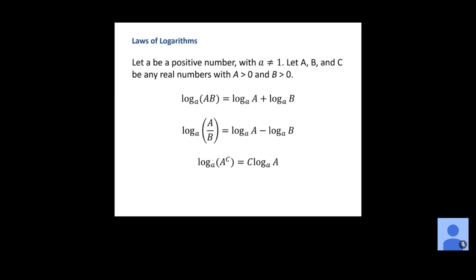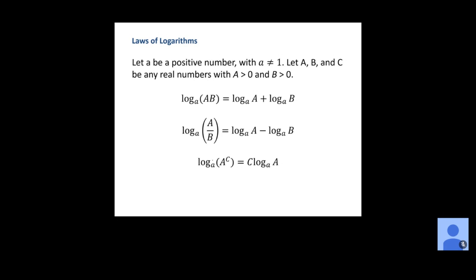Same thing if we have division inside: the base a log of A divided by B, we can split into two separate logarithms. That's going to give us the base a log of A minus the base a log of B this time. So division becomes subtraction when we split them into two logs. And then our last one, we have the base a log of A to the C power. That exponent can be brought out front and multiplied, and so we end up with C times the base a log of A.